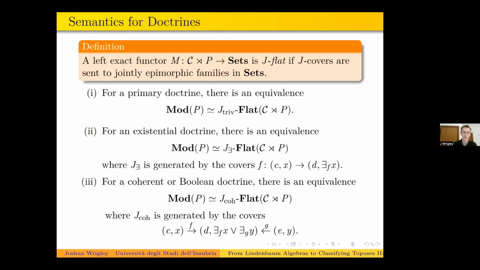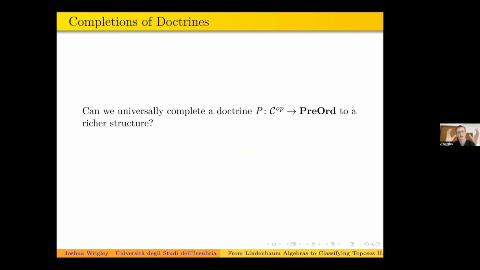Now that we've covered all of the introductory material, let's see the main question that we're looking to answer. Given a doctrine, can we universally complete that doctrine to a richer structure? Phrased in another way, if we're continuing the logical analysis, if we're given a first-order theory, are we able to find a theory in a different syntax which is semantically equivalent?